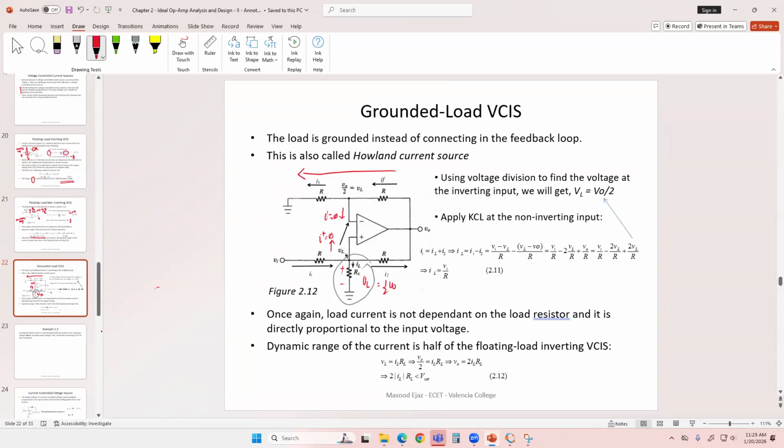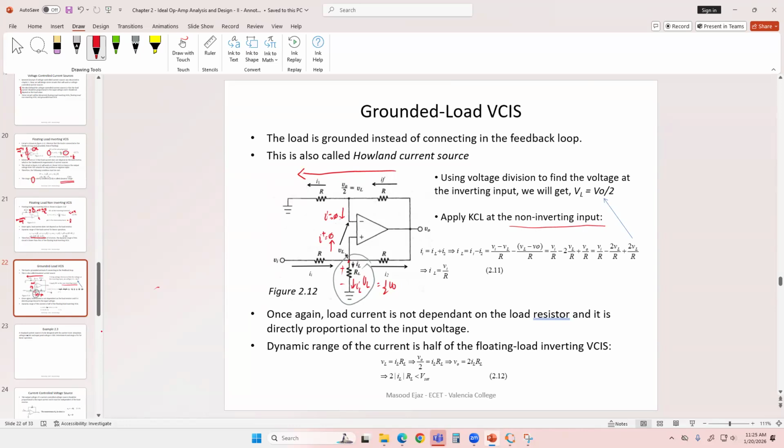So we apply KCL at this node right here, the non-inverting input node. This current is I1, this current is IL, and this current is I2. So this current I1 is equal to the load current IL plus I2. So I1 is equal to IL plus I2. It's kind of small, but that's what I'm writing here.